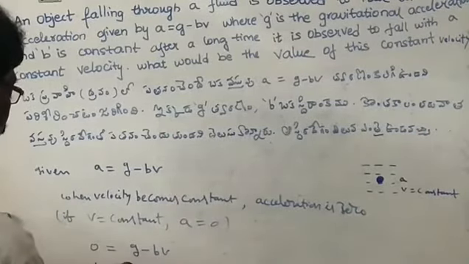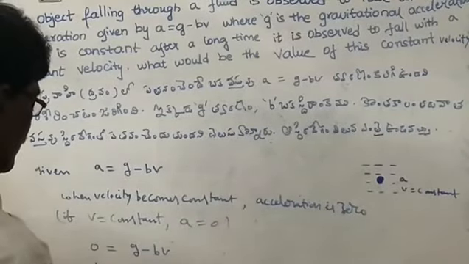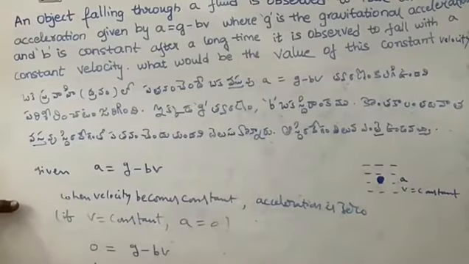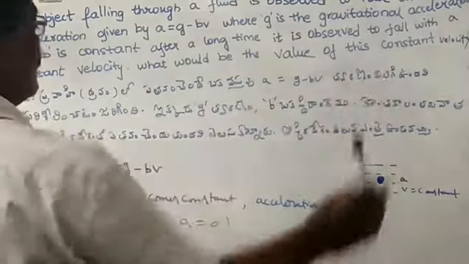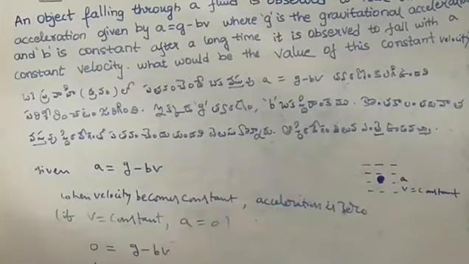BV is equal to G. V is equal to G by B. Constant velocity. What would be the value of this constant velocity? The constant velocity V is equal to G by B. This is the answer.